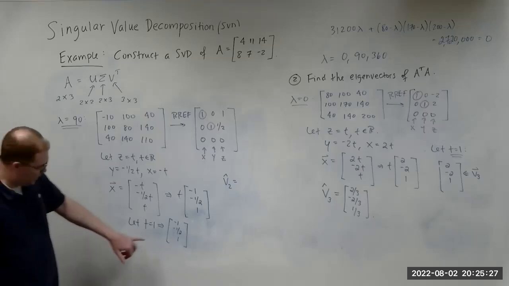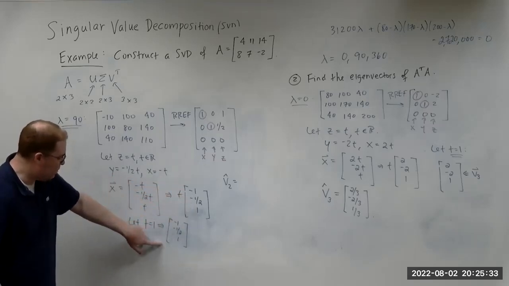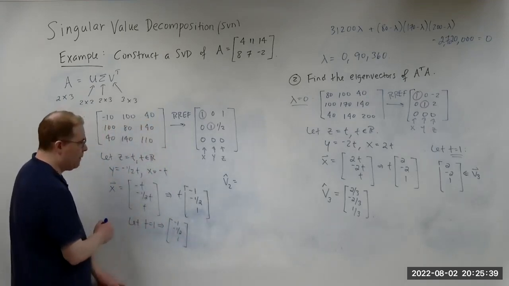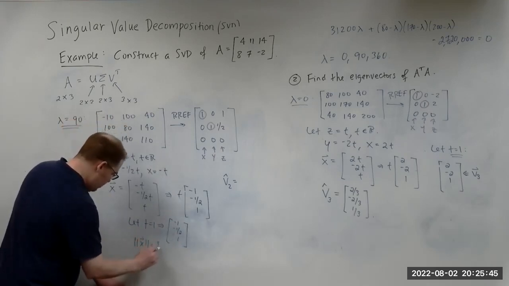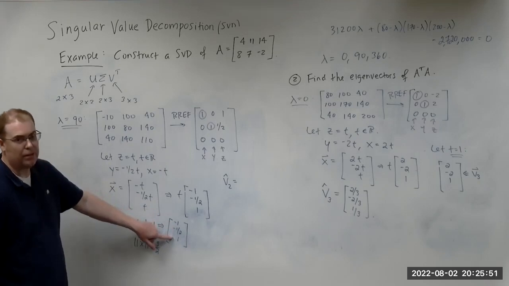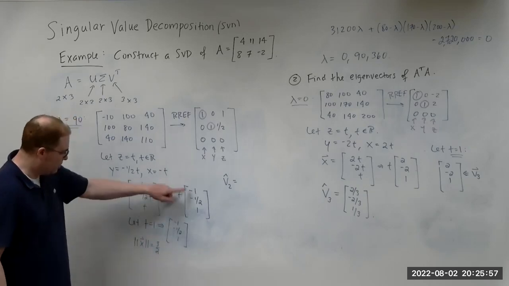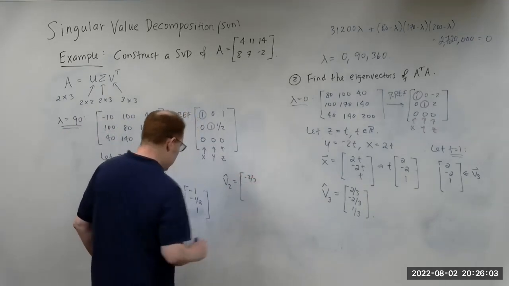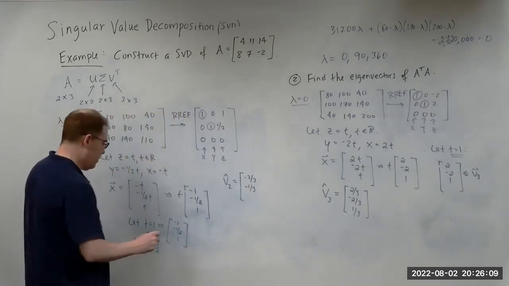So the length turns out to be 3/2 for this. So we're going to take each one of these and divide by 3/2. I'll just denote that here. Again, that's taking the sum of the squares of these and then taking the square root. You get 9/4, and the square root of that is 3/2. So divide each one of these by 3/2. You end up getting -2/3, -1/3, and 2/3.